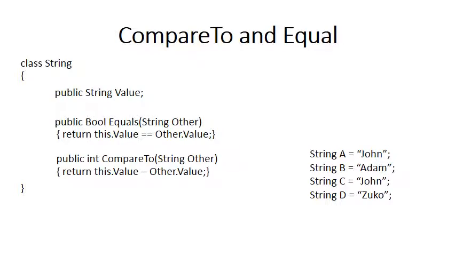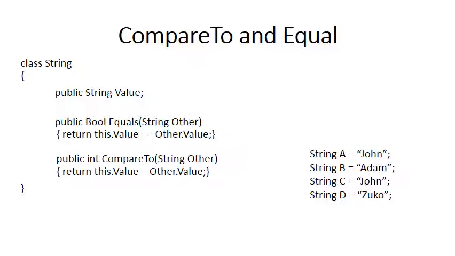In this video I want to try and explain the use of the compareTo and the equals methods. This is mainly used when working with strings. If you look at the bottom right hand corner, you've got typical string declarations for A, B, C and D. For us to be able to understand compareTo and equals, we must imagine, I say imagine because we don't have the actual code, we must see string as just another class.